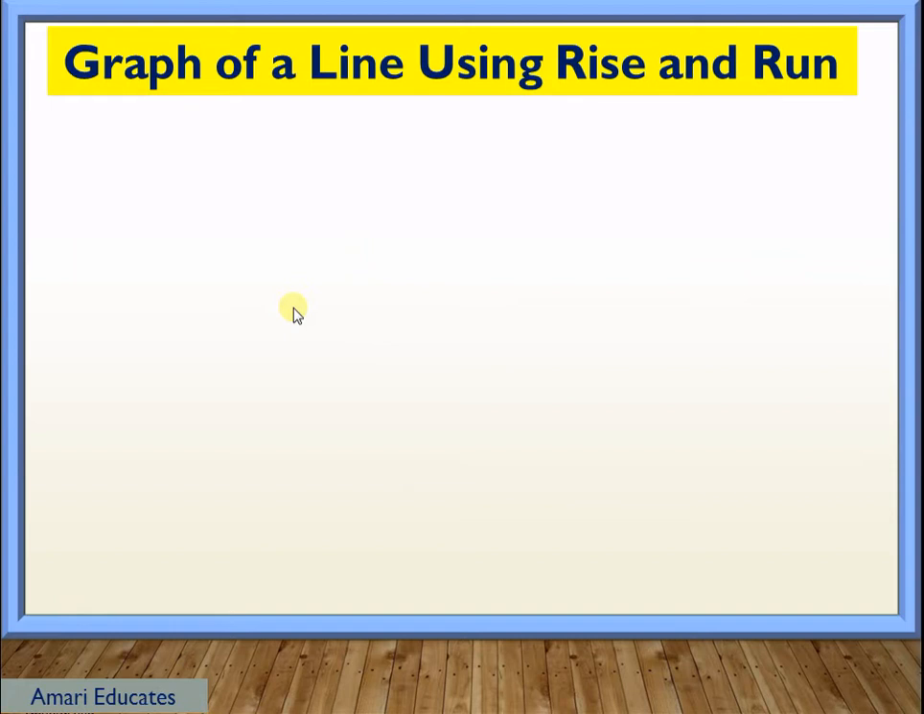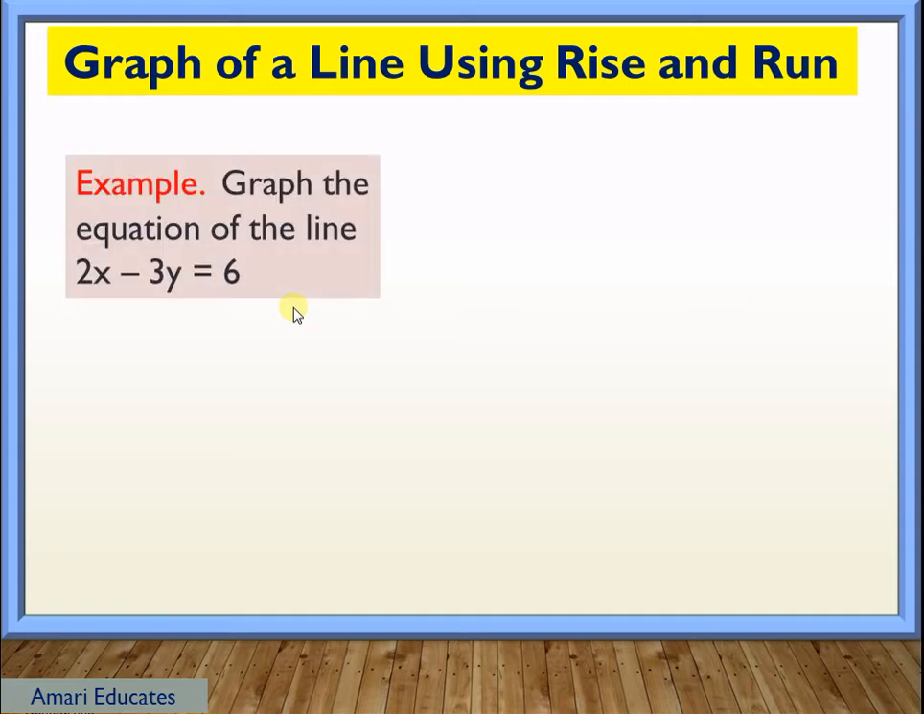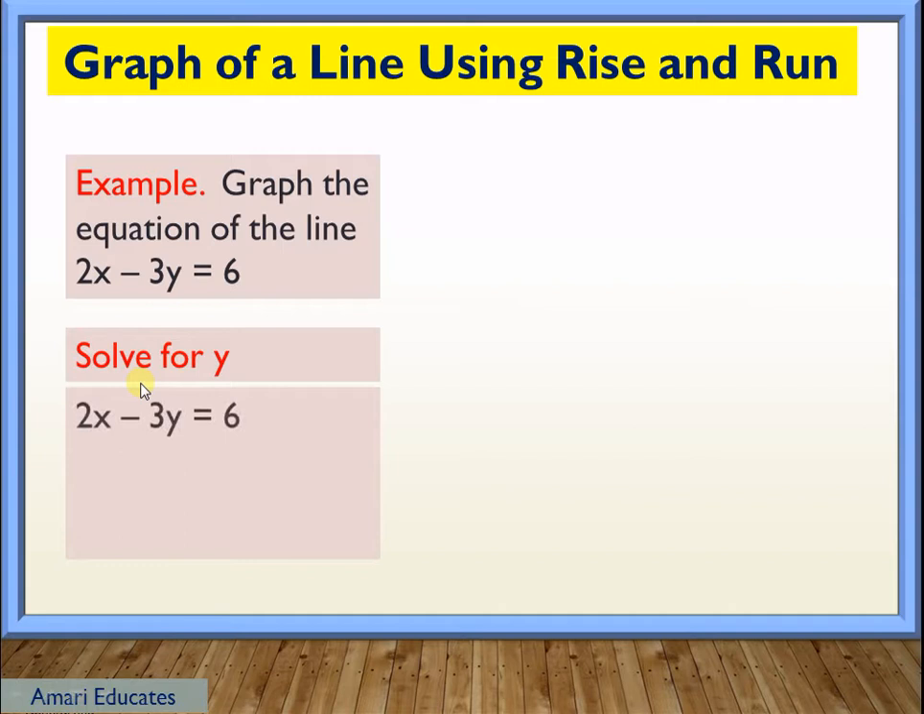You know, sometimes the x and y intercept, it's hard to use that, so we must have another method. Graph the equation of the line 2x minus 3y is equal to 6. If we're going to use the rise and run method, we have to solve for y. So solve for y, so we have 2x minus 3y is equal to 6.